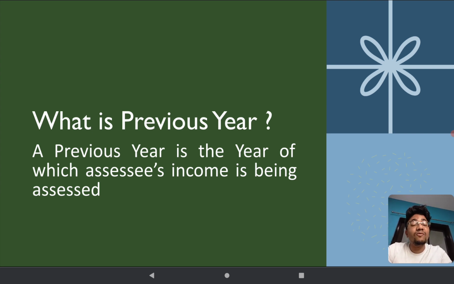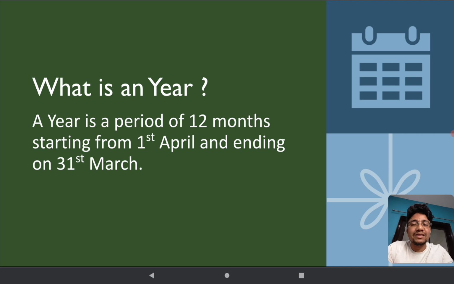So if we are assessing it in this particular year, that means this income belongs to the previous year, the last year. The last financial year of the assessment year is called the previous year. A previous year is the year of which the assessee's income is being assessed. Now there could be some confusion, but if we are saying that today is the assessment year, then yesterday will be the previous year.